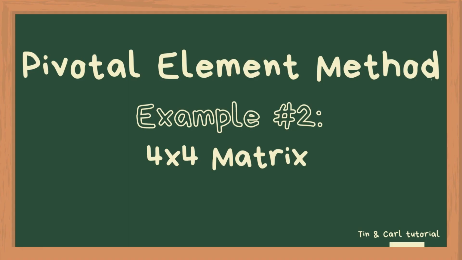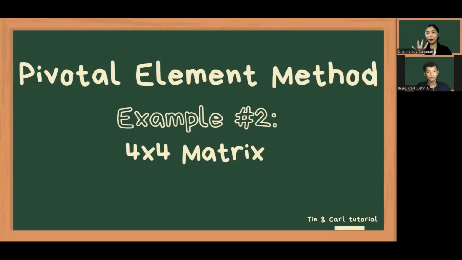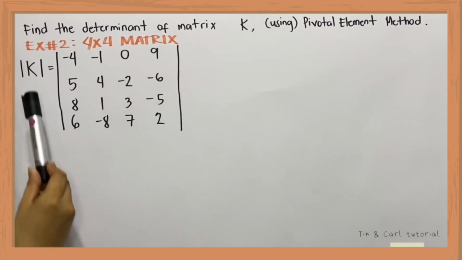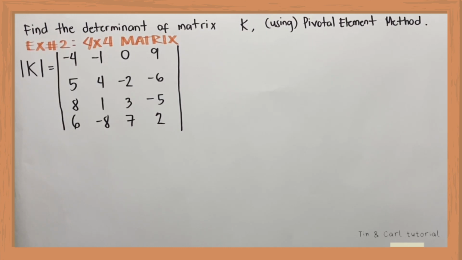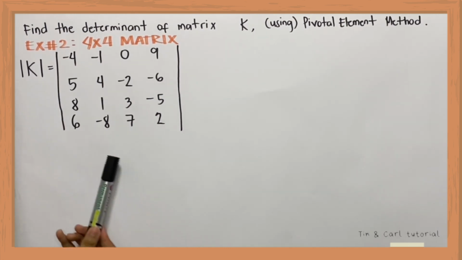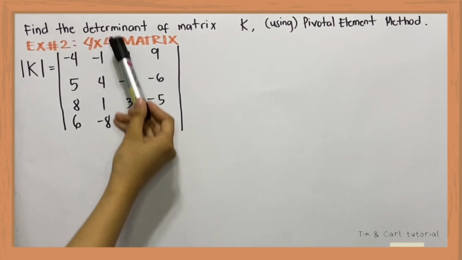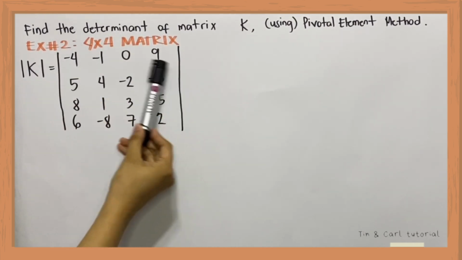Pivotal element method, example number 2, using a 4x4 matrix. Hello there! So, for our example number 2, the instruction is to find the determinant of matrix K using the pivotal element method. So, we have here a 4x4 matrix. A 4x4 matrix consists of 4 columns and 4 rows.